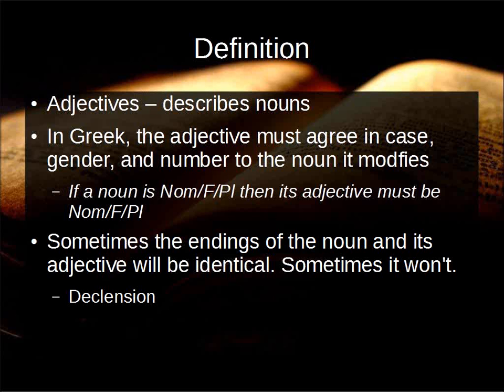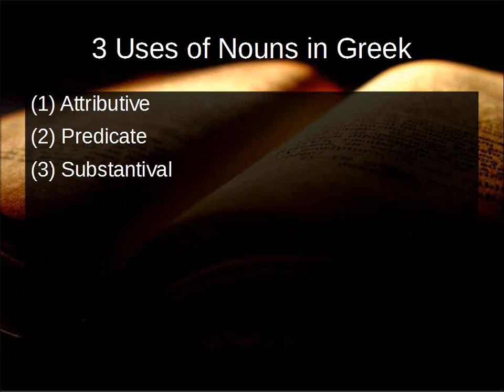All right, I'm going to continue on. There are three uses of, not nouns, I apologize, there are three uses of adjectives in the Greek. Three uses of adjectives in the Greek, okay? And they're not in a particular order, all right? But there's the attributive, the predicate, and the substantival, also known as the substantive.